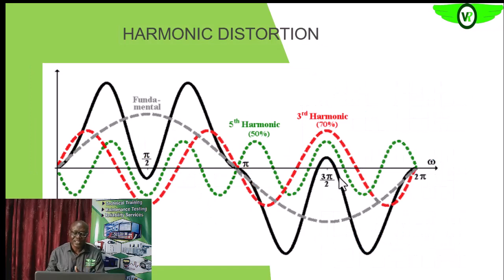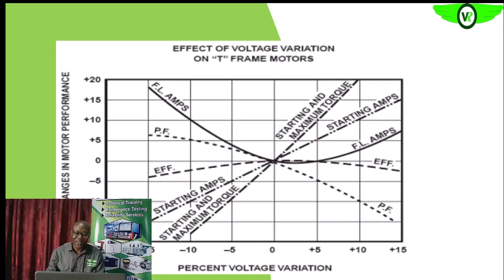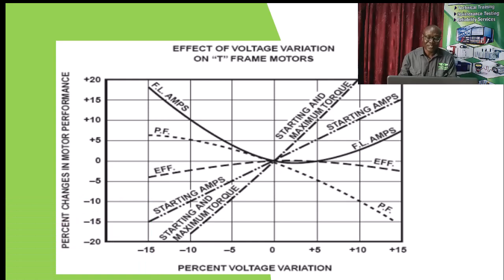So we can see the effect of the distortion, that is the black waveform, which is all of this superimposed onto this fundamental waveform causing all of this distortion. So this is the kind of waveform that we will be seeing mostly in our system. So let us look at the effect of voltage variation on the motors.